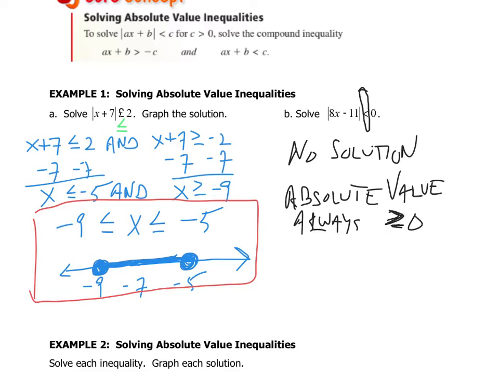So again, if it was at least or equal to, then we could keep going. If it was greater than, we definitely could keep going. If it was equal to just 0, we could definitely keep going. But because this is less than 0, that means we can never get an answer to make that work, because once we do the absolute value symbols, it's always going to be 0 or positive, and that won't match.